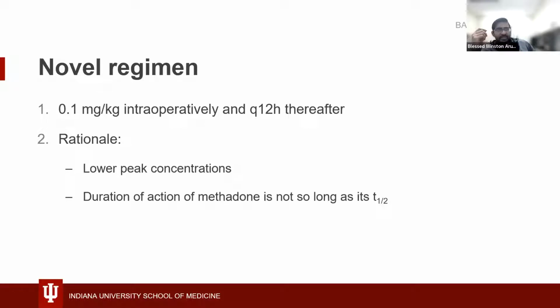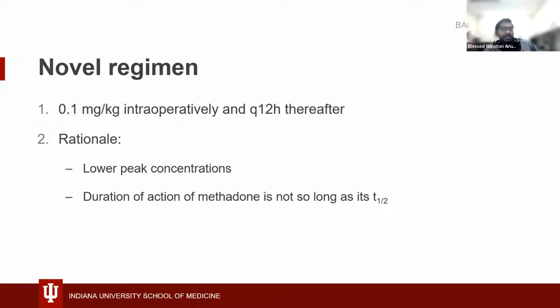So this study is a novel regimen in the sense that methadone is not very commonly used in this scenario. And the dose given here is also very low. Usually methadone is given as a 24-hourly dose, and it's usually around 0.5 milligram per kilogram. But in this study, it's 0.05 to 0.1 milligram per kilogram, given twice, Q12-hourly.